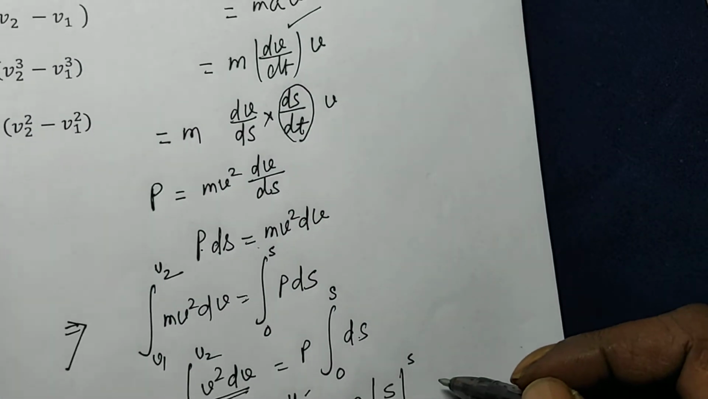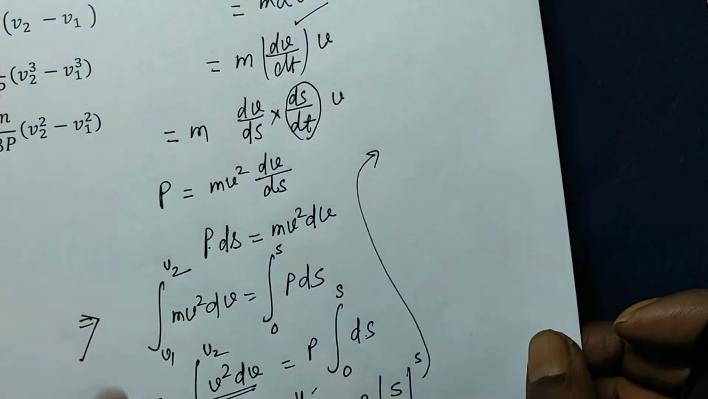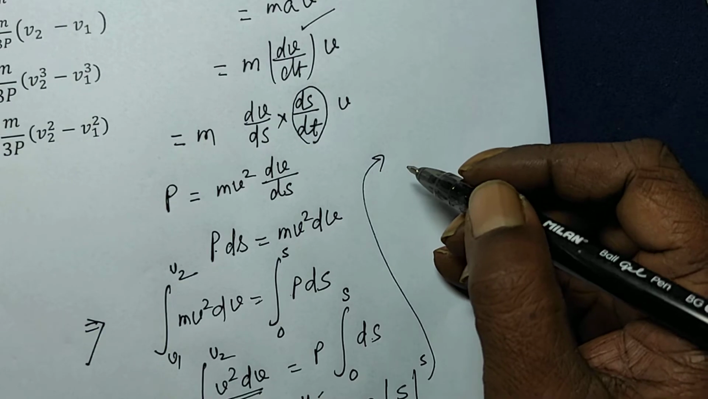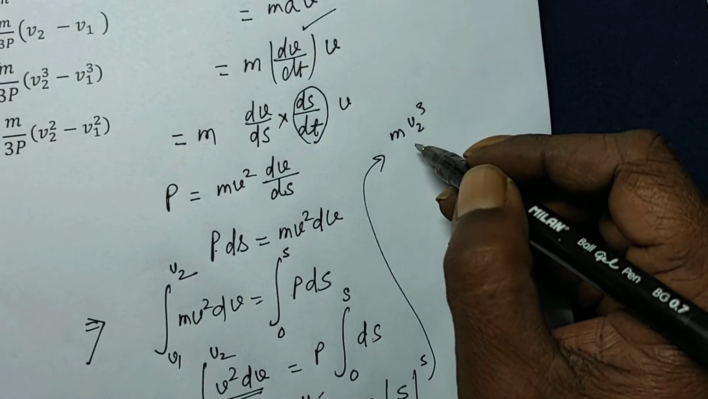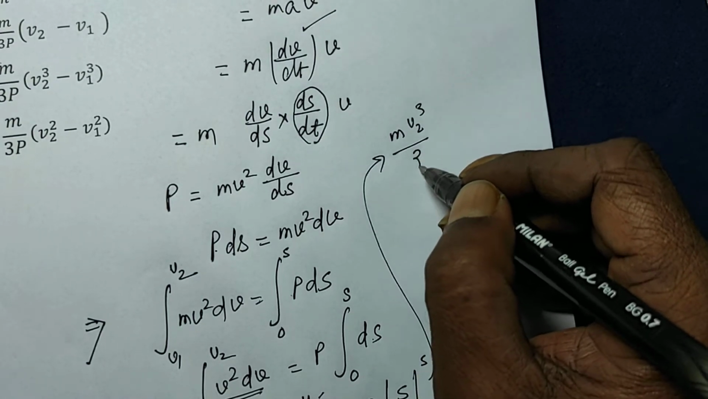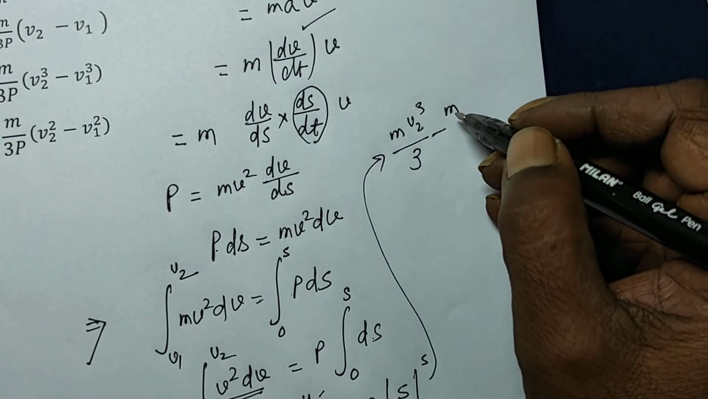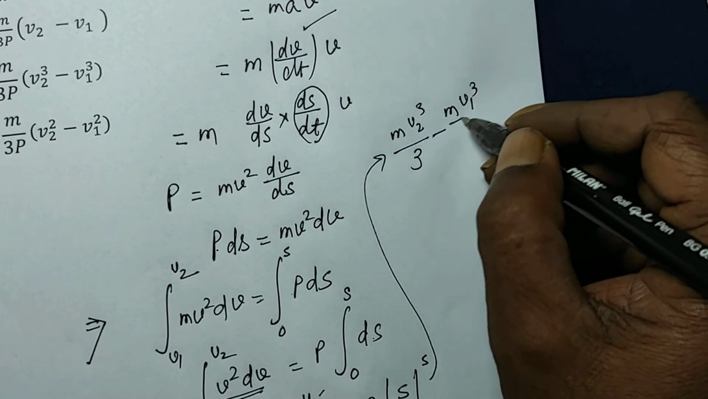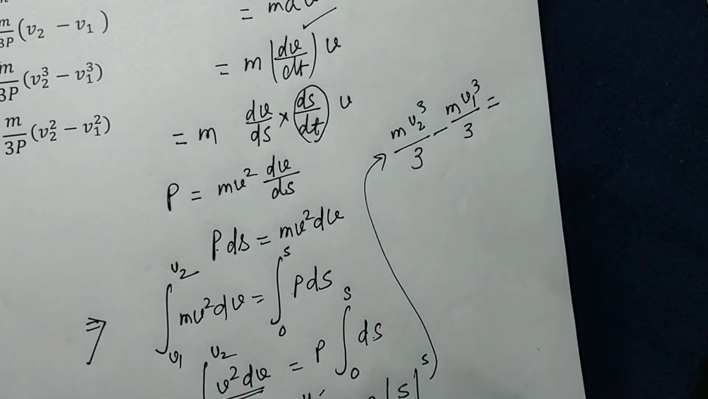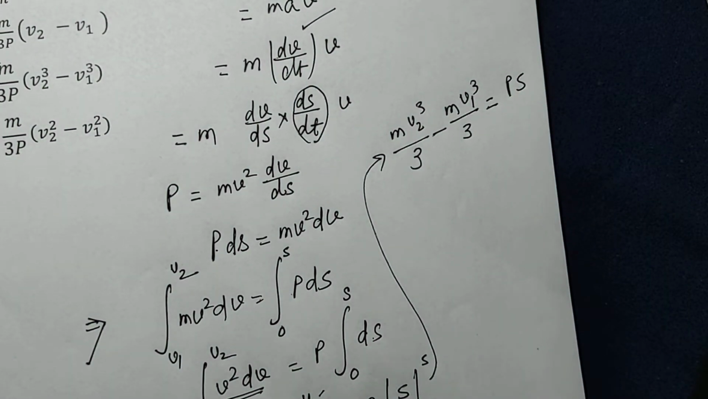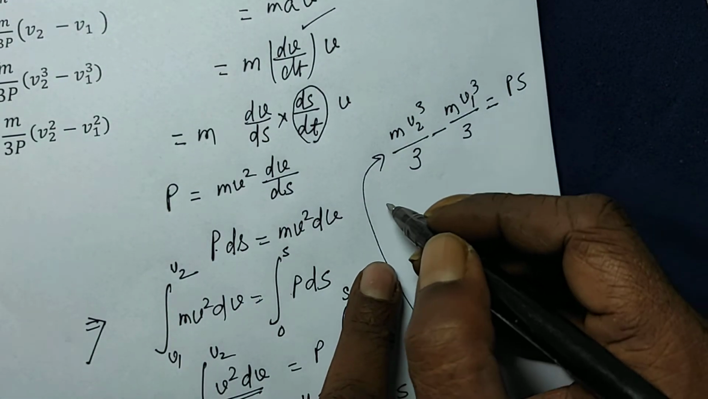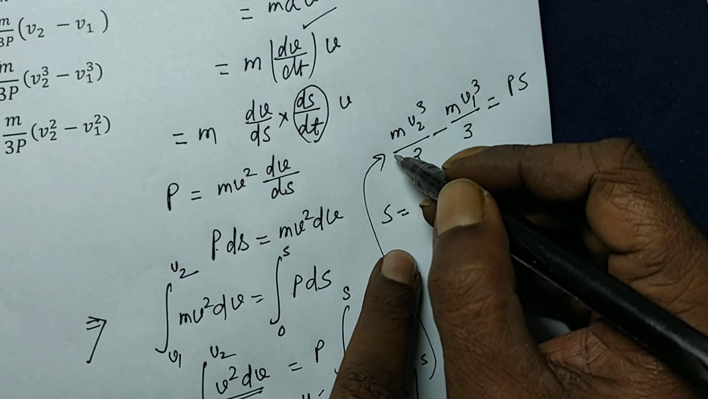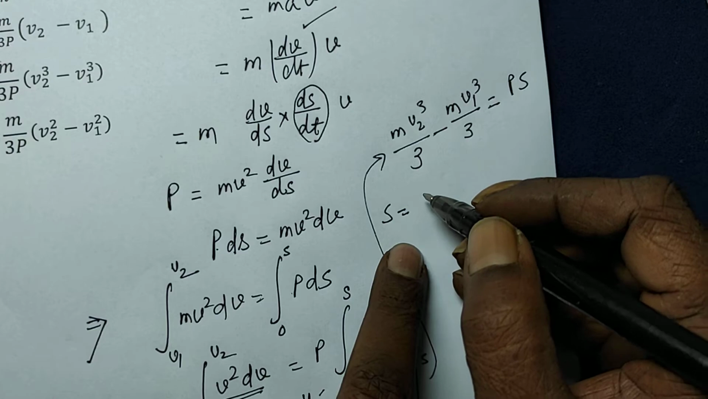Let me do it here only instead of shifting the page. So this becomes m times v2 cube over 3 minus m times v1 cube over 3 is equal to P times s minus 0, so Ps. We are interested to find s, so keep s on one side and P comes to the left hand side. It was multiplied, so it will be divided.